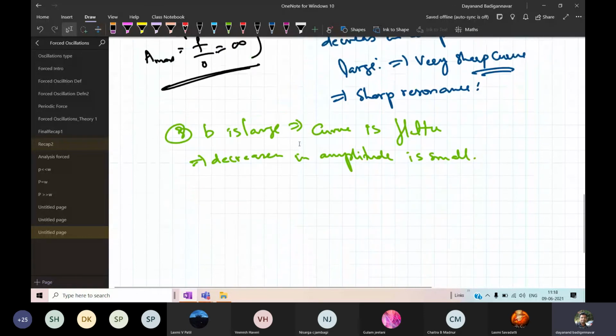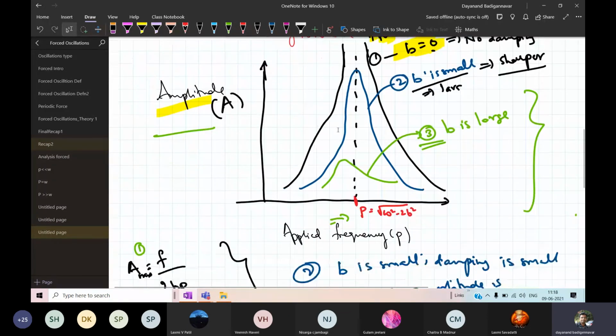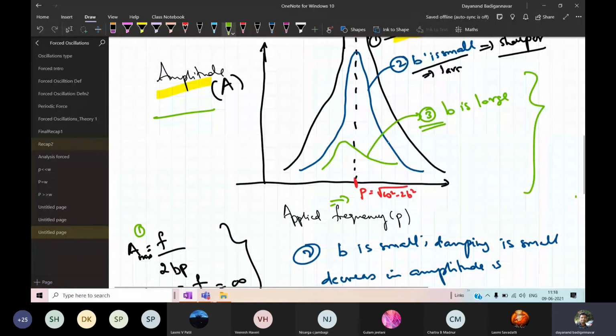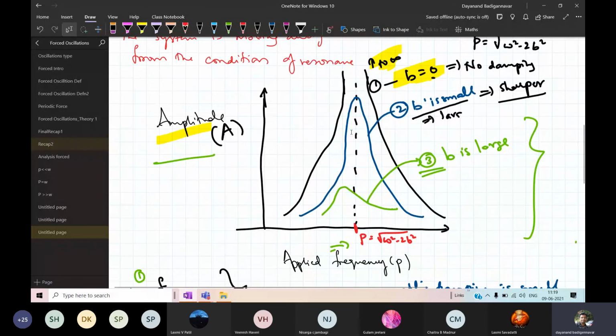Okay, so what I can do is I can plot a graph of amplitude versus the applied frequency. If you get a graph like this, I can make it out what is the level of damping. If I get a curve like this, I can make it out whether the damping is large, small, or 0. If I get a flatter curve, that means B is large. If I get a sharper curve, B is small. If I get a curve which goes to infinity, that means the damping is equal to 0.